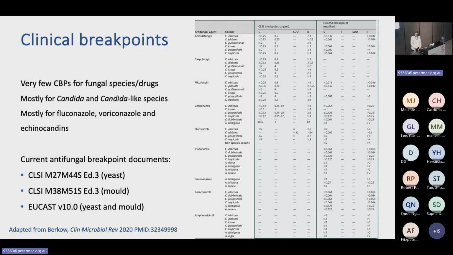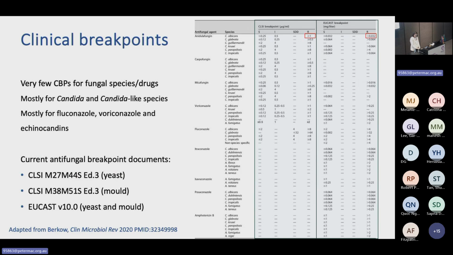And if you can read it, I don't know how good your eyesight is, you might be able to appreciate that the values of these breakpoints are actually quite different from CLSI to EUCAST. So just taking the first one at the top of the list there, which is Candida albicans versus anidulafungin, the CLSI susceptible breakpoint is less than or equal to 0.25, whereas for EUCAST it's less than or equal to 0.0032. And the CLSI resistance breakpoint is greater than or equal to 1, while the EUCAST resistance breakpoint is greater than 0.0032.